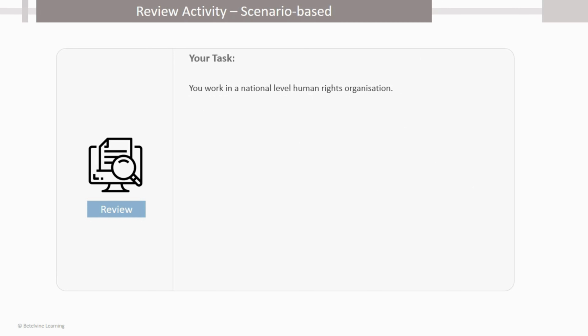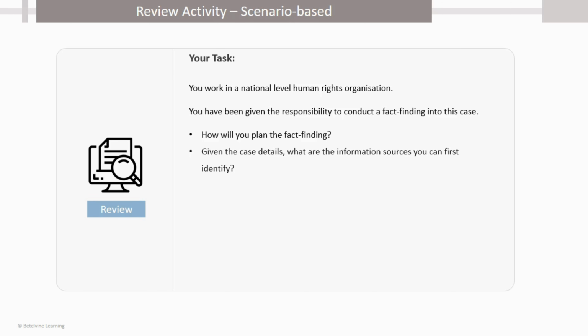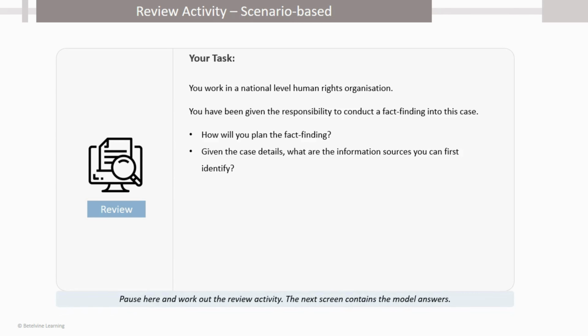Now you work in a national level human rights organization. You have been given the responsibility to conduct a fact-finding into this case. How will you plan your fact-finding? Given these case details, what are the sources of information that you can first identify?